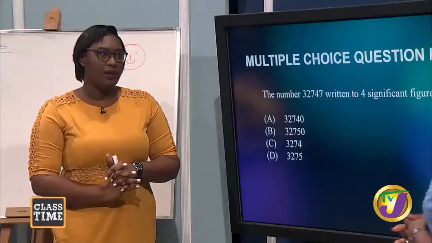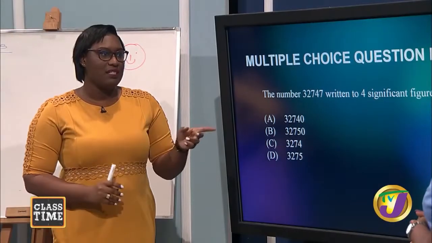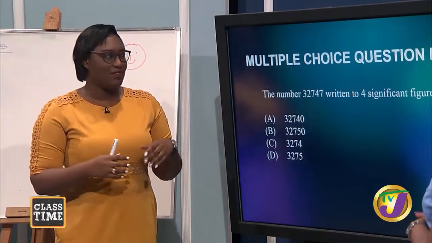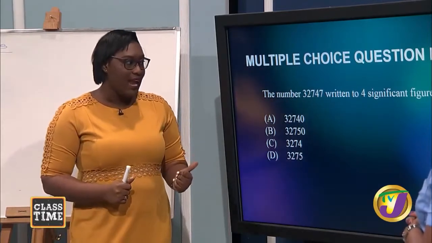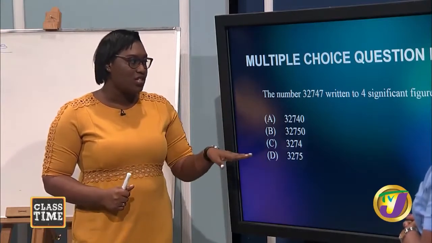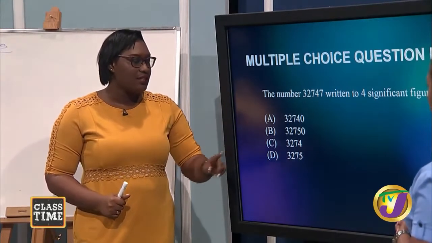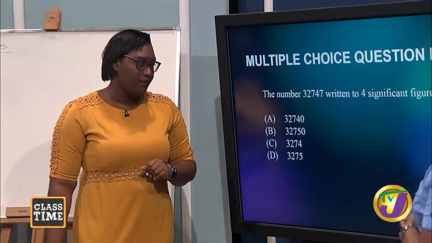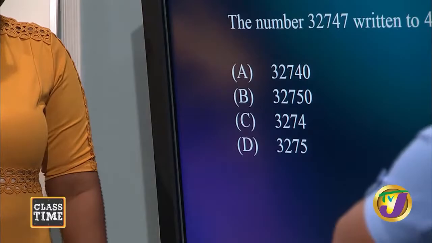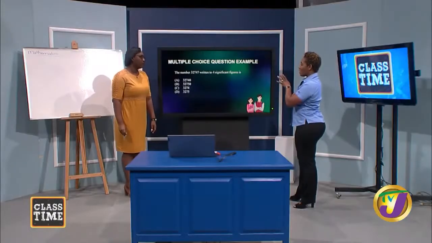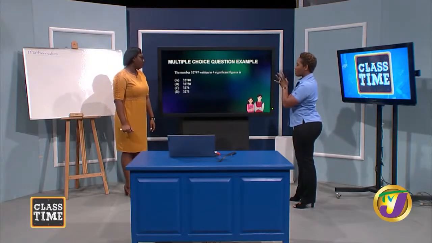So if we're now going to write this to four significant figures, and my 0 is not going to be significant, then my solution in this case is going to be 32,750. Because my 0 here is not significant, and when I count, it's 1, 2, 3, 4 significant figures. If I drop off the 7, I would no longer have 32,000.